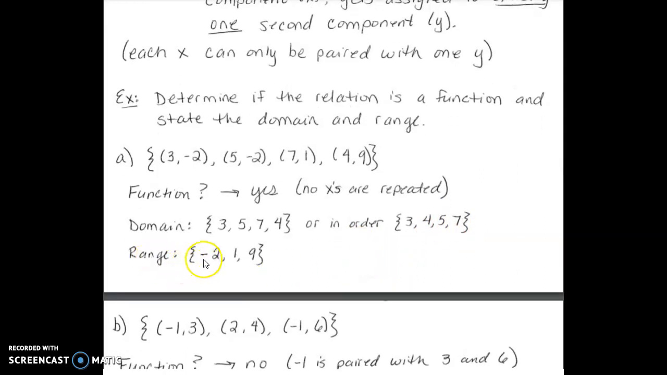The range, again, we're just going to list the numbers because we can see all of them in our set. So we're looking for the second components, or the y values. So we have a -2. We do not need to list it twice, even though it occurs twice. 1 and 9. So the different y values from our set are -2, 1, and 9.